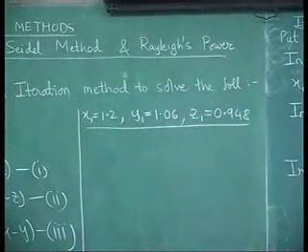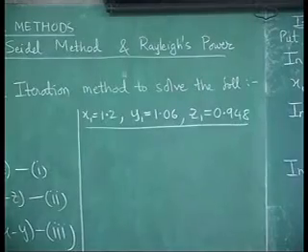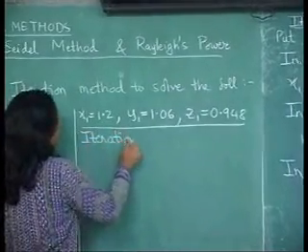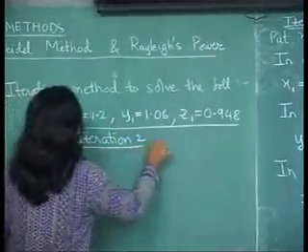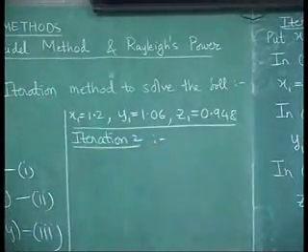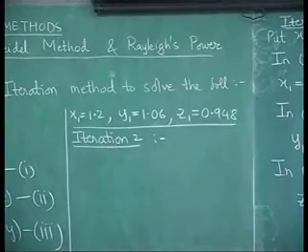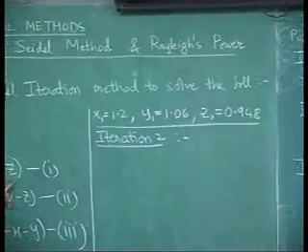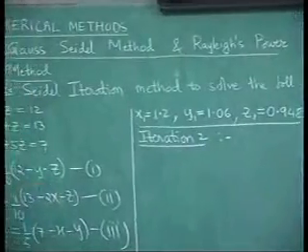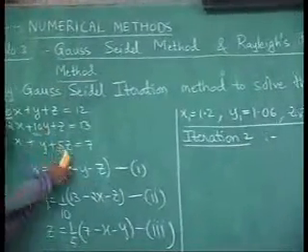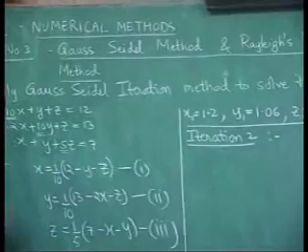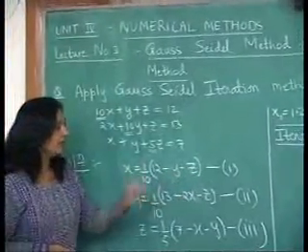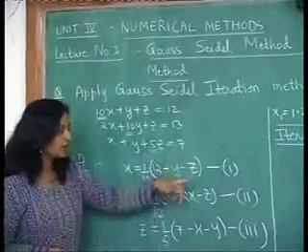Now let us start with iteration 2. For iteration 2, once again we do the same thing. Remember the basic rule. Look at the unknowns that you have. You have to go in this order 1, 2, 3. Look at the unknowns on the right hand side and take the latest available values for the unknowns. So in iteration 2, we have to again start with equation 1. The unknowns on the right hand side are y and z. Latest available values of y and z are y1 and z1.